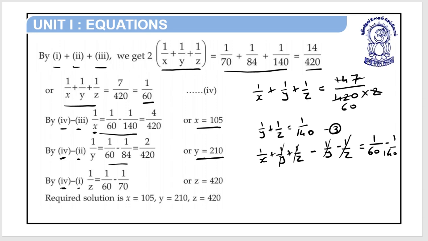Equation 4 minus 1, so get the value of z. 1 upon z is equal to 1 upon 60 minus 1 upon 70, so z is equal to 420. So the required solution is x, y and z: x is equal to 105, y is equal to 210 and z is equal to 420.